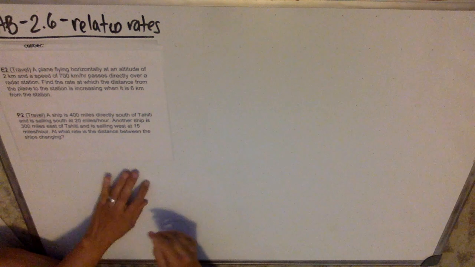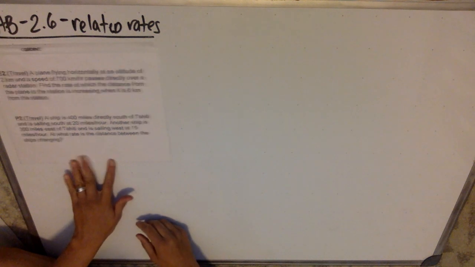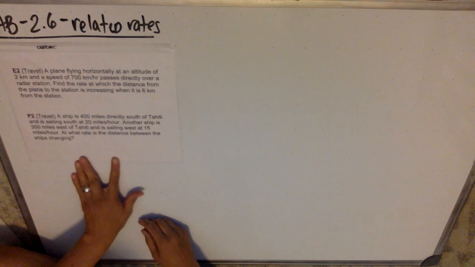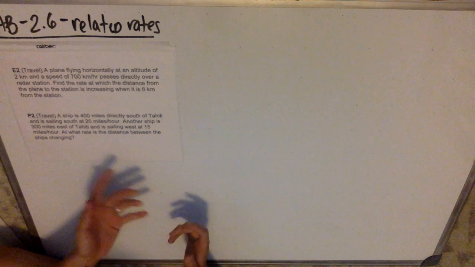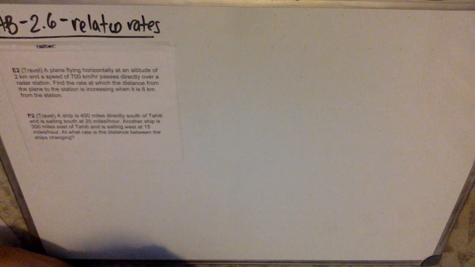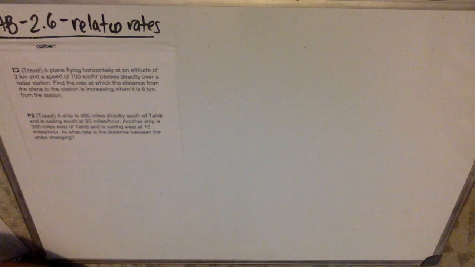Doing 2.6, which is related rates. Yet again, I have pre-printed us some problems. I know that they might still be a little bit too small. I tried to make them pretty giant font, but I will read them to you as well while we do them. So, let's start with E2.